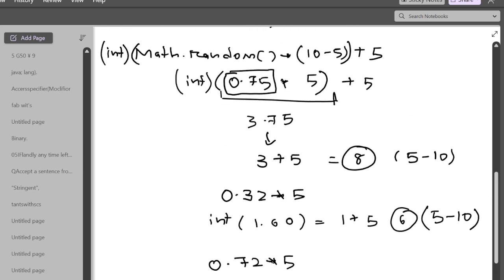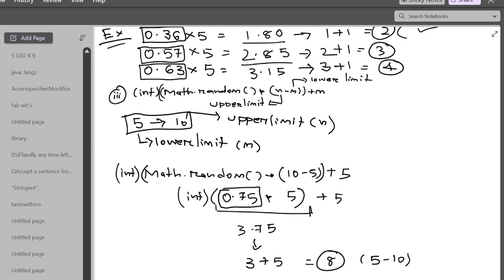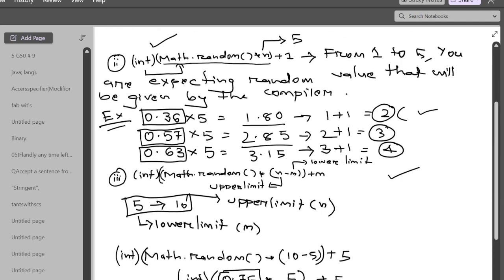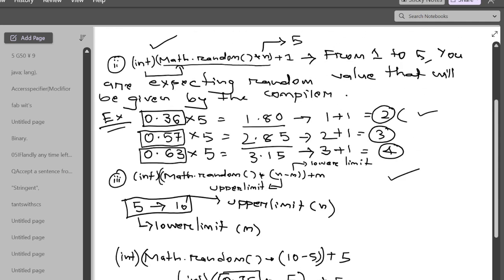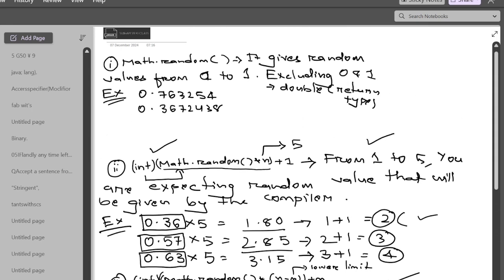So if you have a lower limit and you are putting a range like 5 to 10, and you need random values from Java or from the compiler, then for that you will be using this formula. If you have only an upper limit, like 1 to 10, or 1 to 20, 1 to 50, 1 to 60, 1 to 100, if you have this kind of range, then you may use the earlier formula. If you do not have any kind of range, but you are only expecting random values from the compiler or from Java, then you will be using the first one.